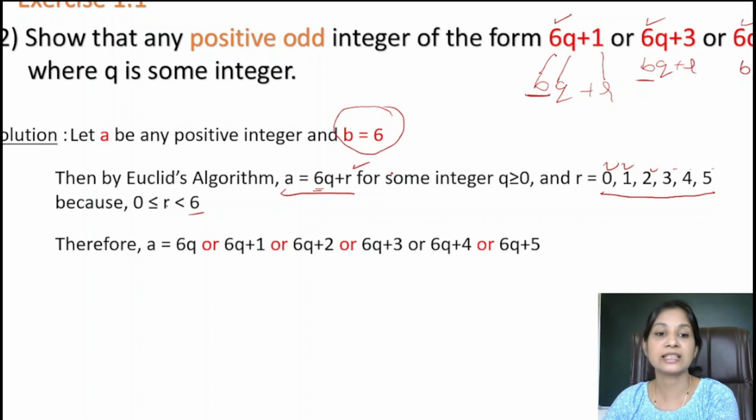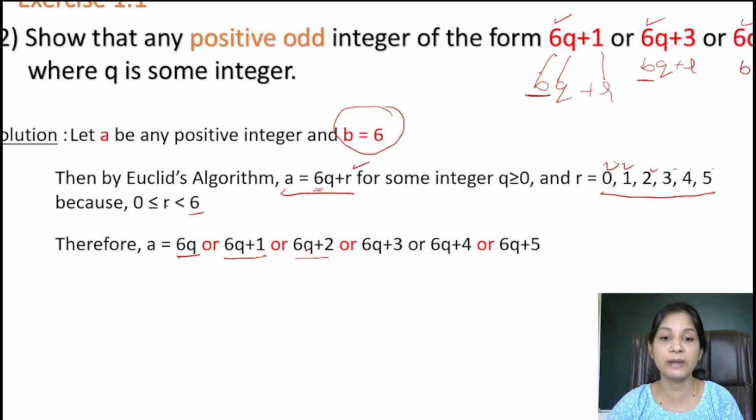Then I can write a as 6q. Why 6q? If I put 0, 6q plus 0 becomes 6q only. If I put 1 as the remainder, it becomes 6q plus 1, then 6q plus 2. I am just replacing the value of r. 6q plus 2, plus 3, plus 4, or plus 5.